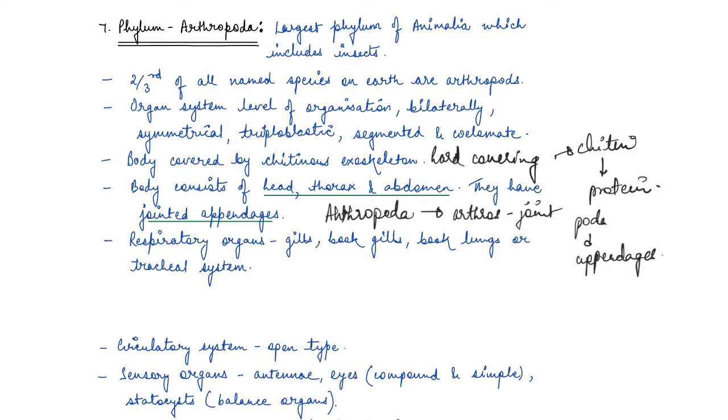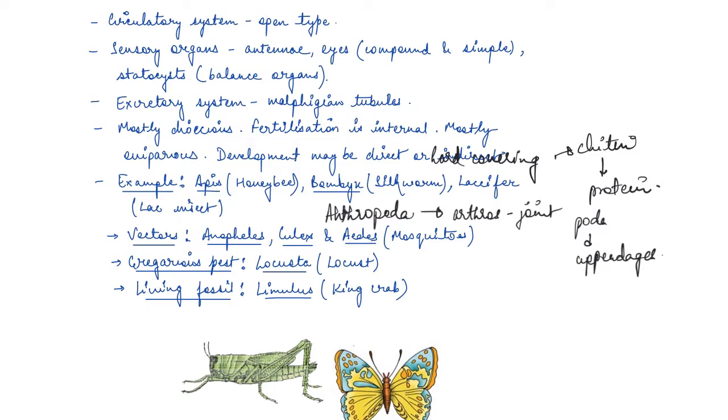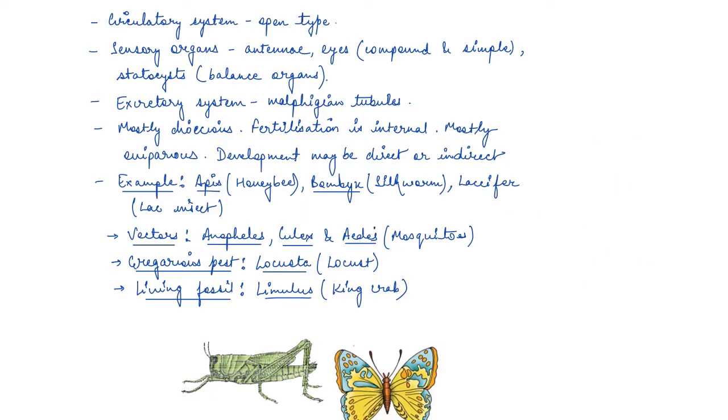Okay, so that is how they are named as Arthropoda. Now, the respiratory organs which are found in Arthropoda are gills, book lungs, and tracheal system. Okay, so these are the respiratory organs. Now, the circulatory system in them is of open type. So basically, they do not have several vessels to circulate blood. They just pump out blood on the cells and tissues and organ systems. Okay, so the circulatory system is of open type.